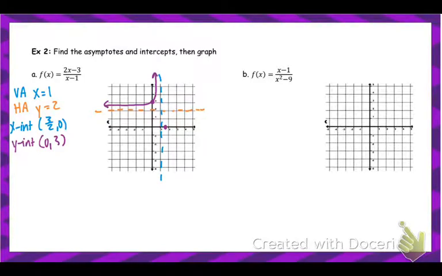The second one, again, we have an x-intercept down below. I have to approach both asymptotes. So in this case, this curve is going to be in the bottom quadrant. And then again, it's just going to approach both asymptotes.